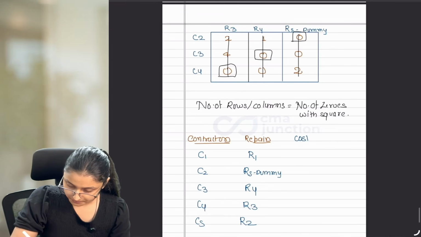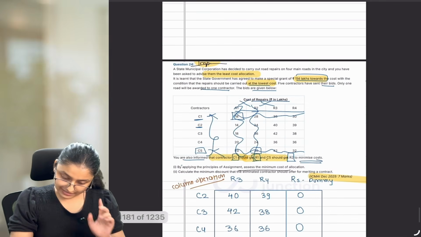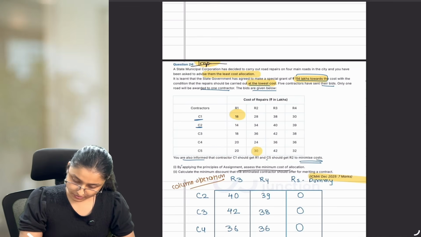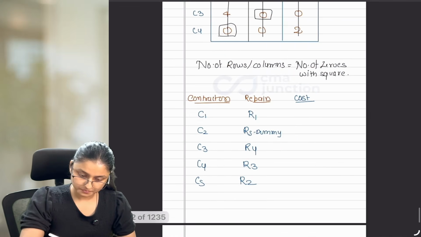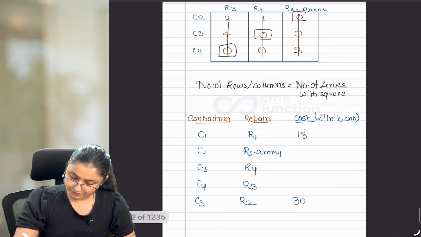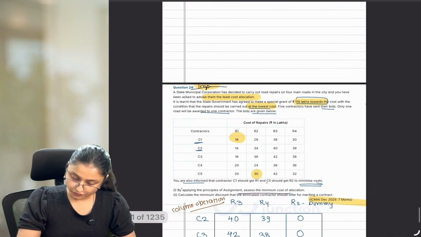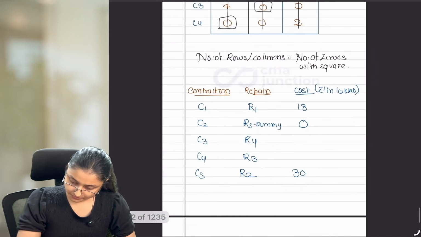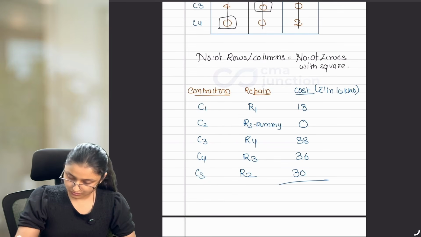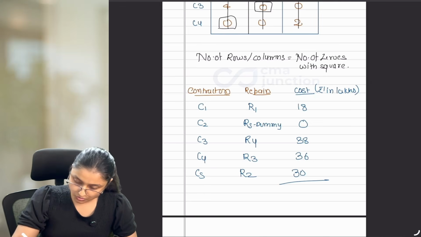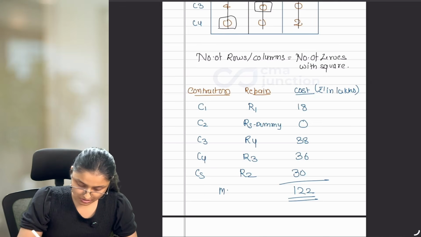After this, the cost, which is in lakhs. Okay, so let's take the value. Here I am going to take this value, and here we are going to take 30. So this is 18 and this is 30. Next, R5 we have dummy, so 0, and then R4 for C3 and R3 for C4, 38 and 36. So the total is 18 plus 38 plus 36 plus 30, that is equal to 122 is your answer here. This is our minimum cost.